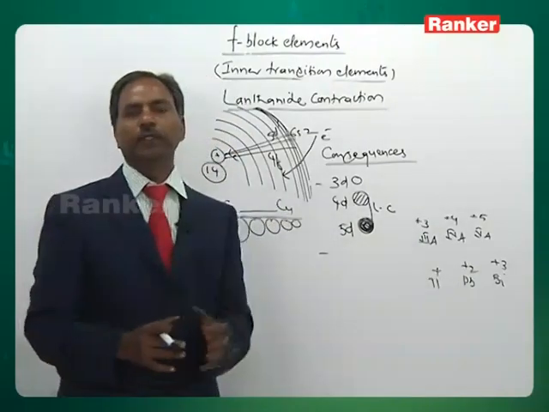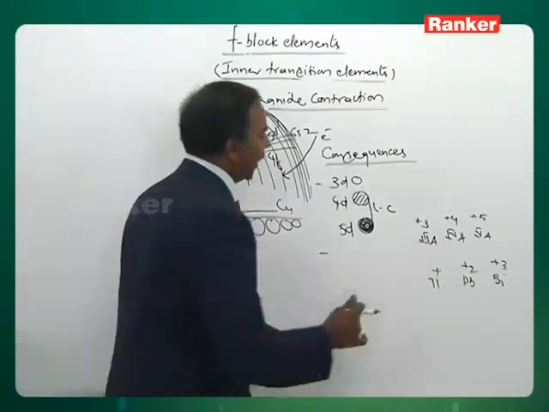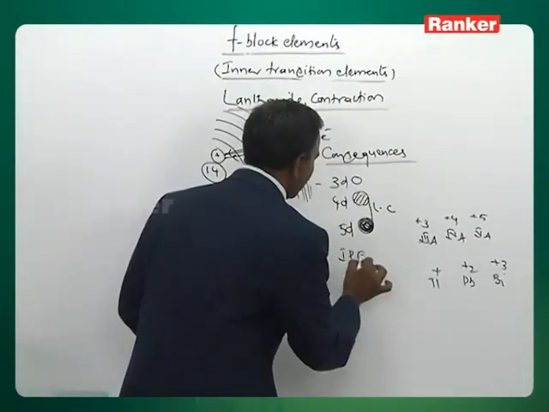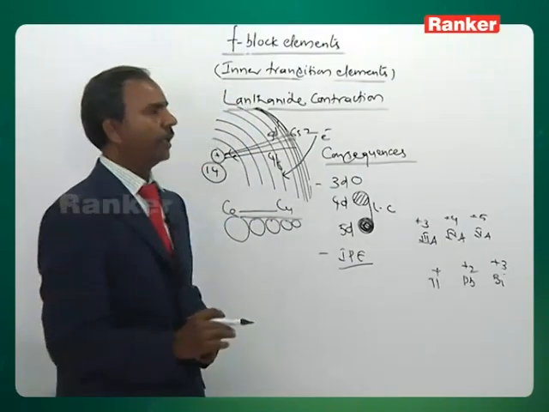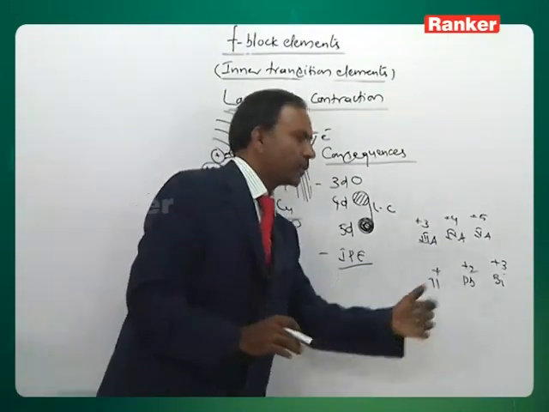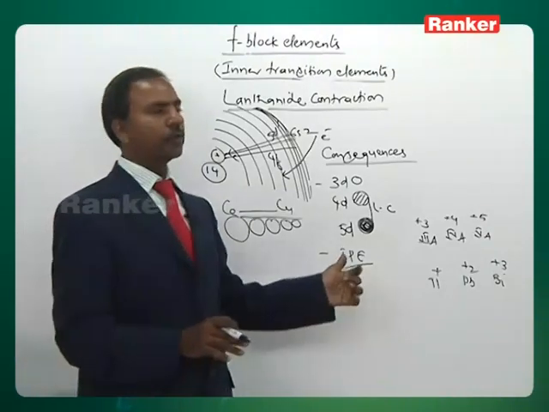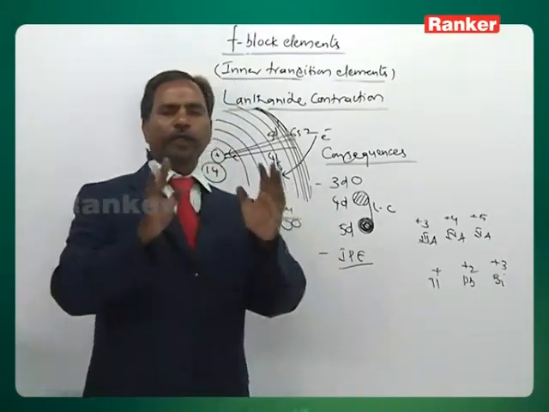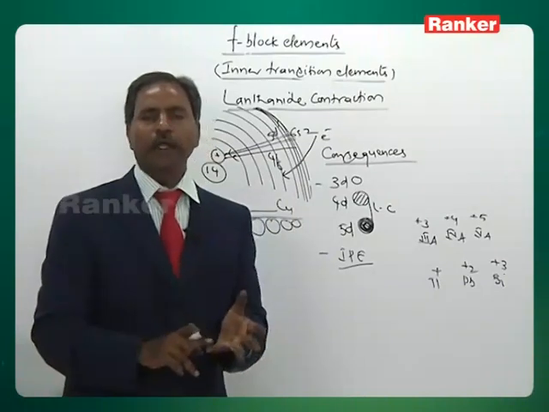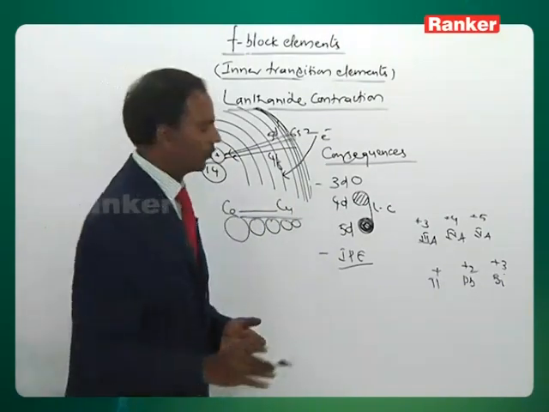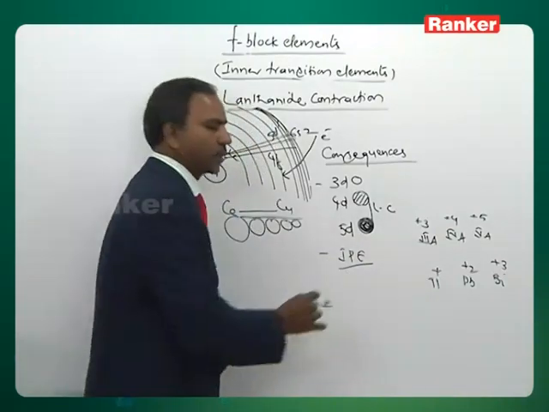What is the reason for this? It is the inert pair effect. These three elements are exhibiting lower oxidation numbers than their group numbers. This is what we call the inert pair effect. The inert pair effect exhibited by thallium, lead and bismuth is due to the lanthanide contraction effect.